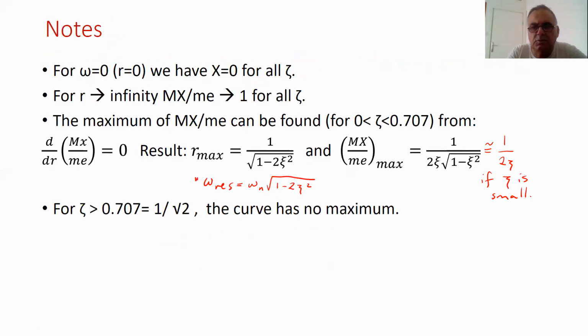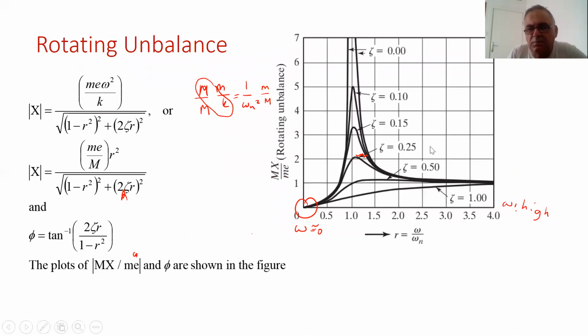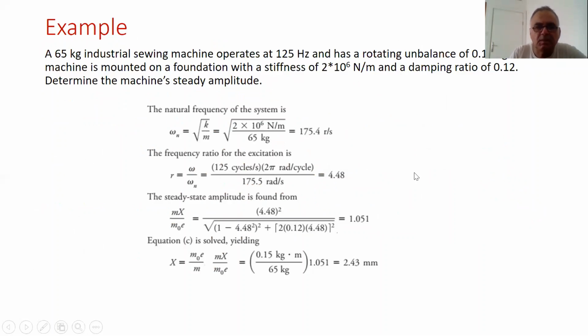So if you look at your curve here, you are somewhere around here, in which the curve is almost equal to 1, almost independent of damping. So the steady state amplitude of our response can be found from r squared divided by the square root of (1 minus r squared) squared plus (2 times zeta times r) squared. And we find that it is 1.05, very close to 1.